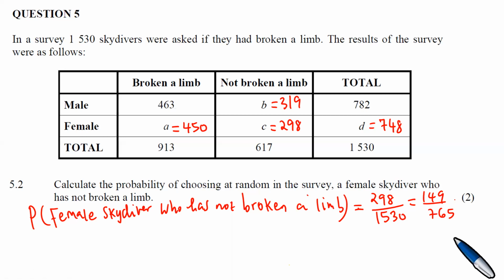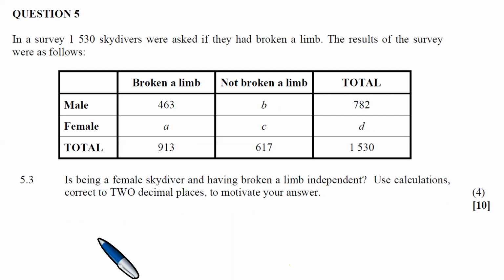Next, so we found a probability here. The next probability is yours. I'm giving it to you to try with me. The same question still persists, and I was just putting the table here to make sure we can fill it in, because the table is the tool we use to organize the information. A is 450, B is 319, C is 298, D is 748.